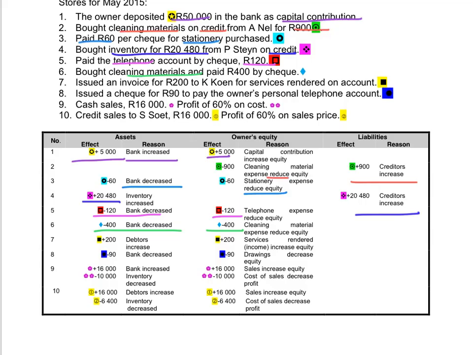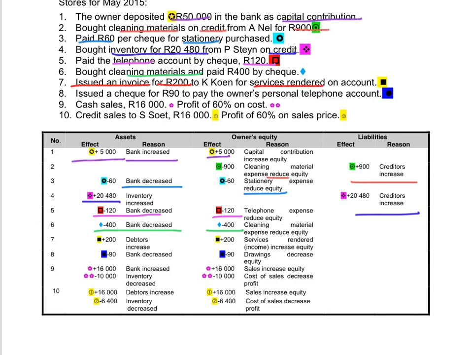An invoice for 200 to Koen for services rendered. Look at the invoice. An invoice can be received when we receive services from someone else. If we issue the invoice, it means that we provided services to someone else. So this services rendered is an income for the business.